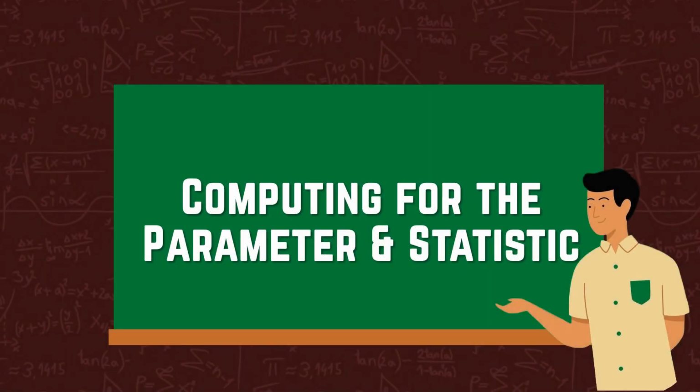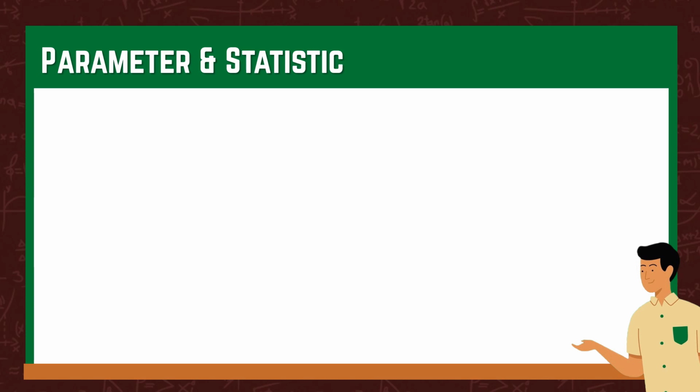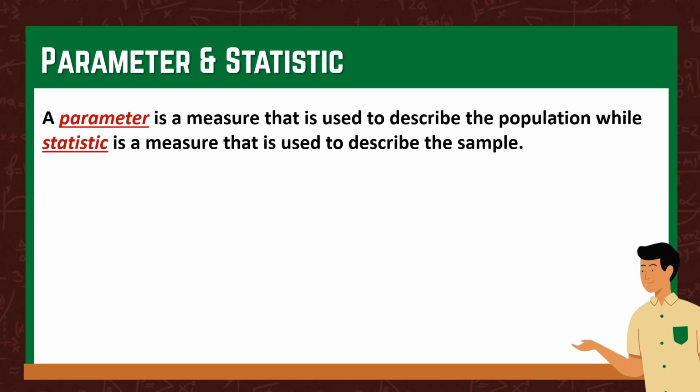Our next topic is computing for the parameter and statistic. What is the difference between parameter and statistic? A parameter is a measure that is used to describe the population, while a statistic is a measure that is used to describe the sample.